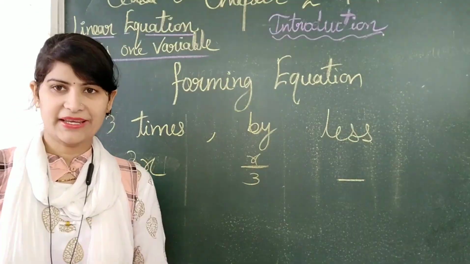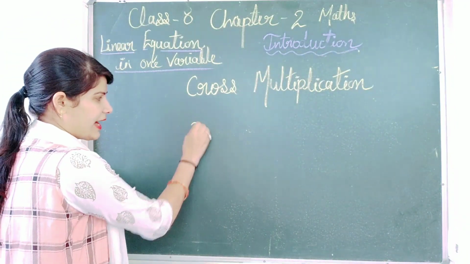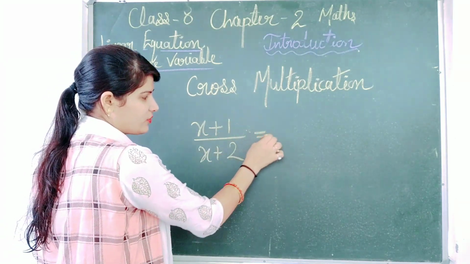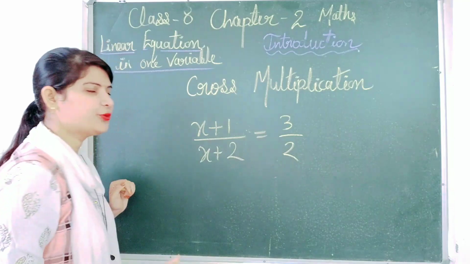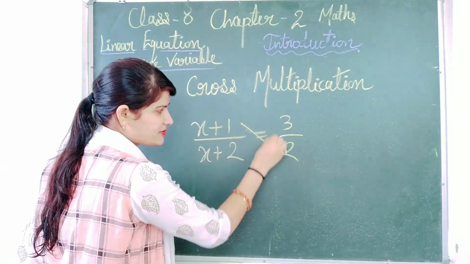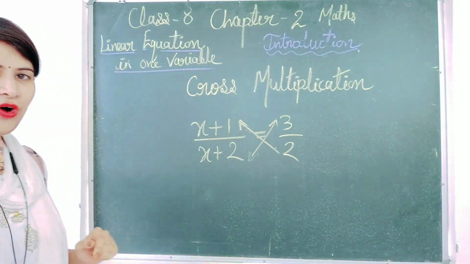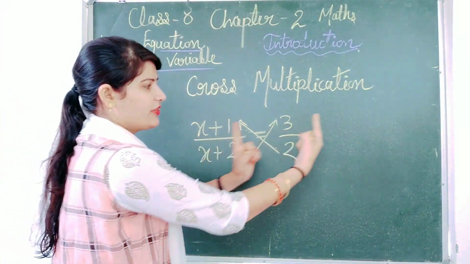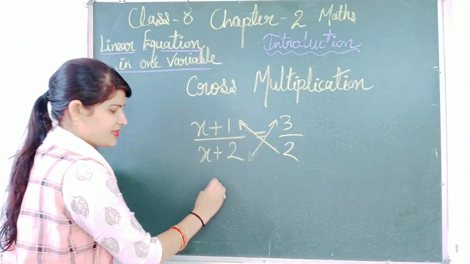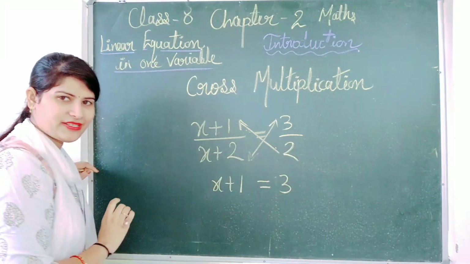Now comes cross multiplication. This is our last topic, cross multiplication. I am taking one example: x plus 1 upon x plus 2 equals 3 upon 2. Sometimes a statement looks like this. So what is cross multiplication? Just put a cross like this. What we have to do is transfer the values to the other side, in multiplication form. Here is x plus 1 equal to 3. This is the numerator.